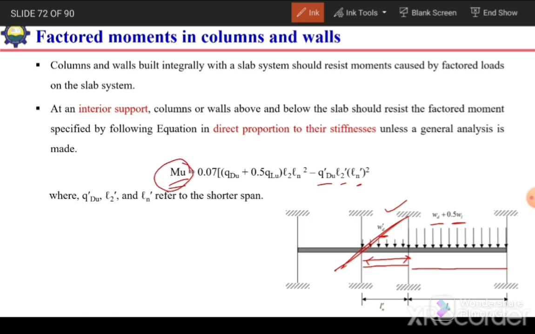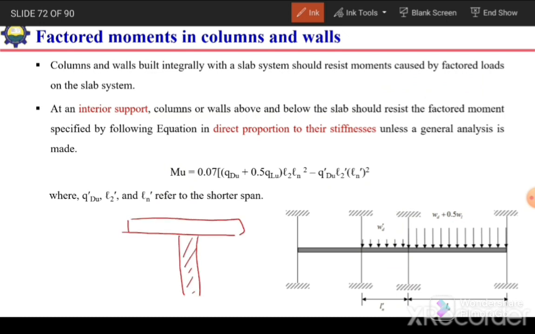Okay, this unbalanced moment should be resisted by the interior column. So if there is only a column below this slab, in that case all the unbalanced moment will be resisted by this column. But if there exists a column above that slab as well, in that case this unbalanced moment will be resisted by this column at the bottom and the column at the top. And the magnitude of this unbalanced moment resisted by these two columns will depend upon their stiffness ratio. If both columns have equal stiffness, in that case half of the moment will be resisted by the bottom column and half will be resisted by the one above.